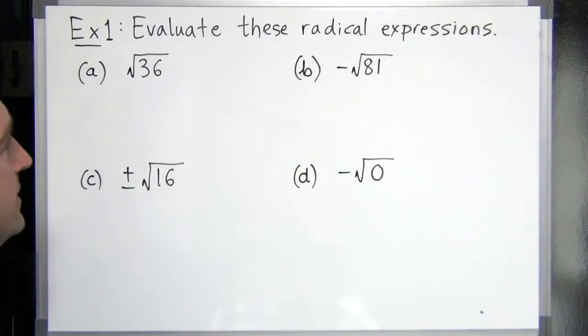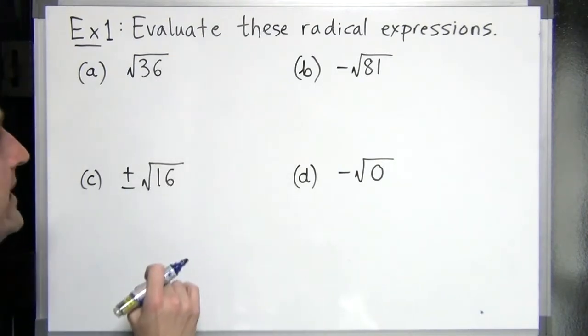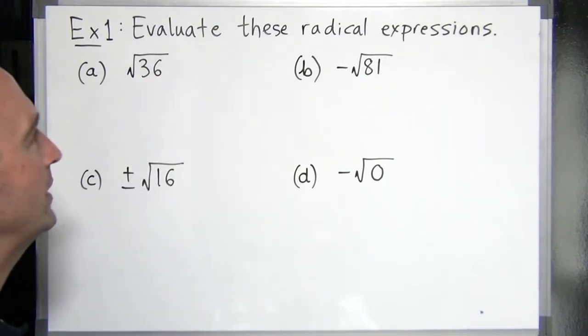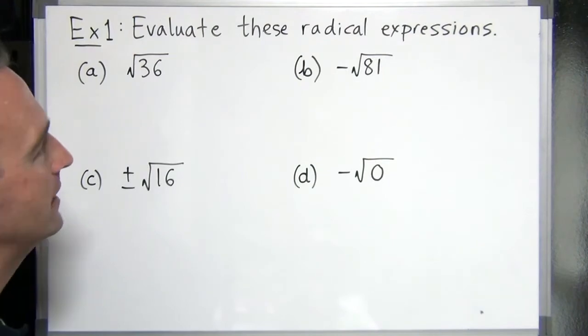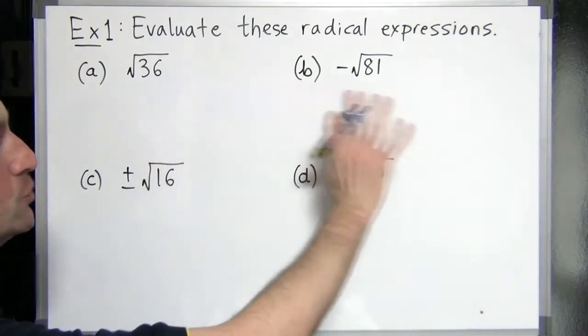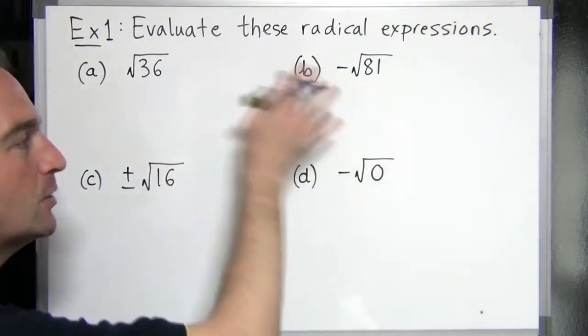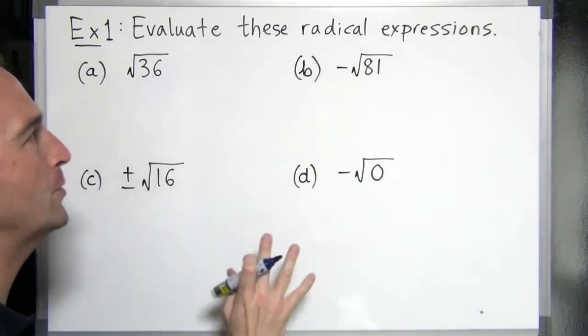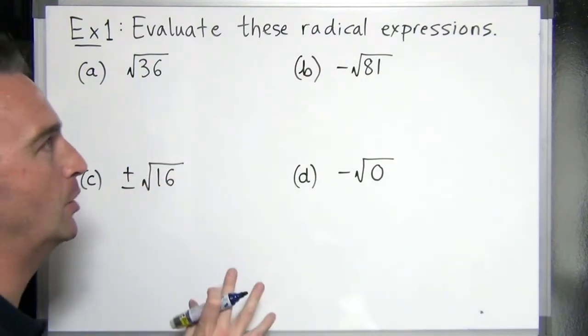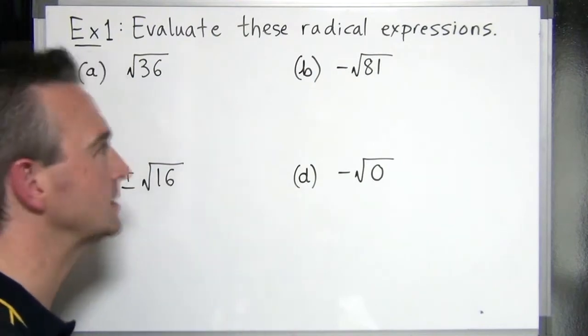The square root of 36. So here we have our radical symbol and our radicand. The number inside the radical symbol is 36. You'll notice up here I've said evaluate these radical expressions. These are all square roots, but I find it's more appropriate here to call them radical expressions for the moment. I'm going to talk about that a little later on.